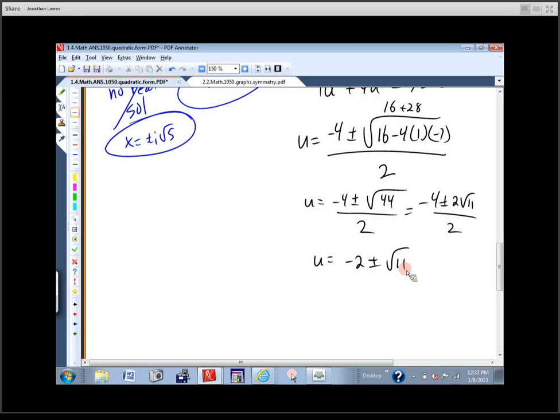Now in 1010, sometimes you wrote these as two separate pieces, so let's go ahead and do that here. One of them is u equals negative 2 plus radical 11, and the other one is u equals negative 2 minus radical 11. Those are the two answers.